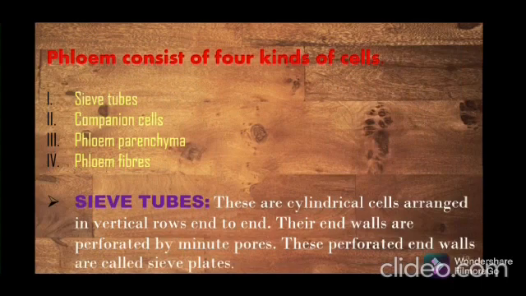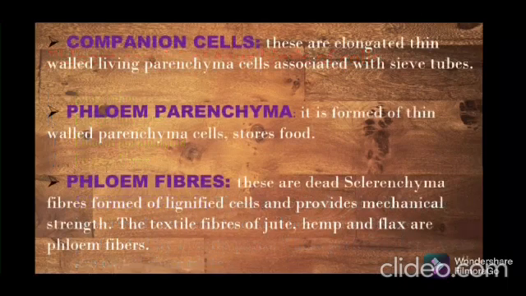Sieve tubes. These are cylindrical cells arranged in vertical rows end to end. Their end walls are perforated by minute pores. These perforated end walls are called sieve plates.